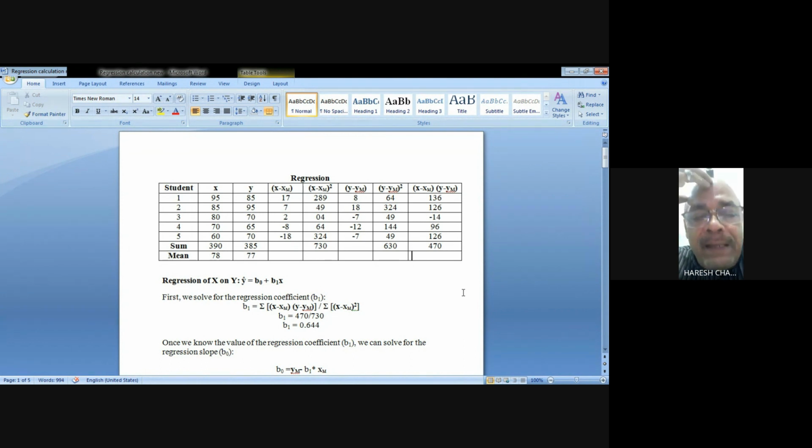Correlation is the primary statistical process, and if you want to go beyond that for certain kinds of things, it is regression. Now, our purpose is to find out the regression between x and y. X is mathematics mark, y is science mark.